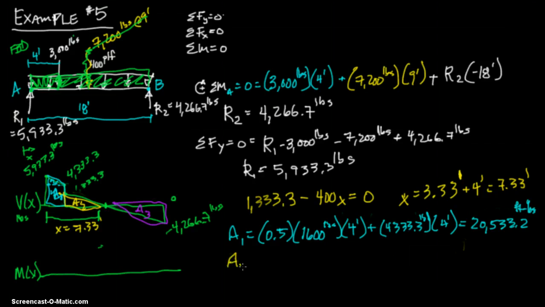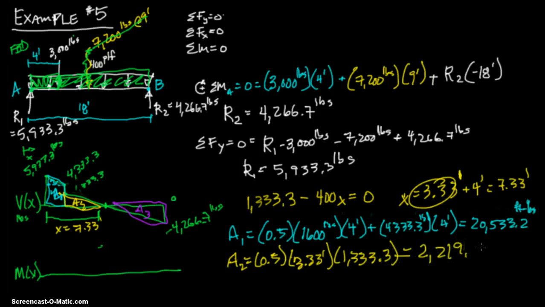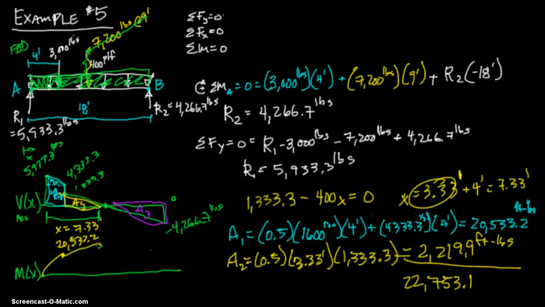And A2 equals, it's this triangle, so it's 0.5 times your distance, which is 3.33 foot, times 1,333.3, and that equals 2,219.9 foot-pounds. And let's go ahead and add these two together, and we get 22,753.1. Now remember, this is going to be increasing more, and then it's going to hit right here, and that's the 20,533.2, and you go like that, and that's your point of max.